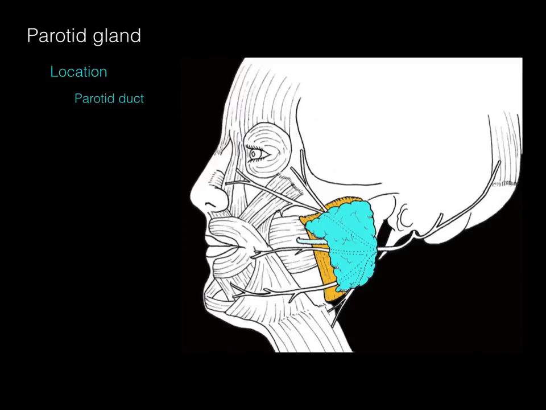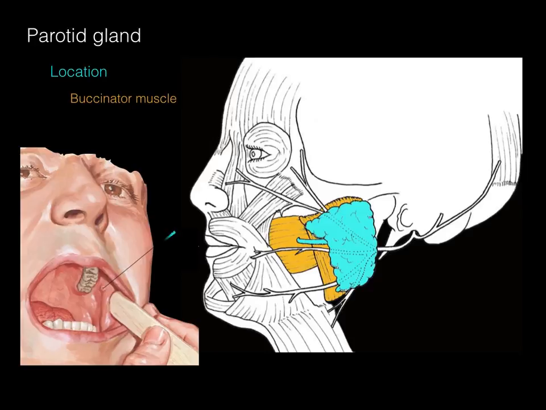And the parotid duct you see flashing there is what's going to course through the front of the parotid gland and then pierce the buccinator muscle. On the internal surface of the buccinator is where that opening is, by the second maxillary molar, on both sides, where those two parotid ducts dump saliva into the oral cavity.